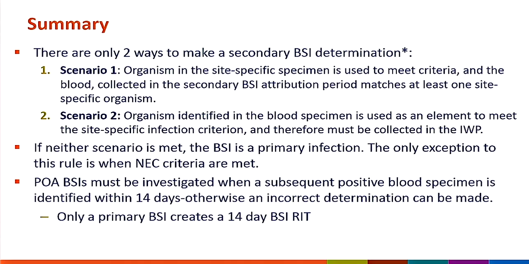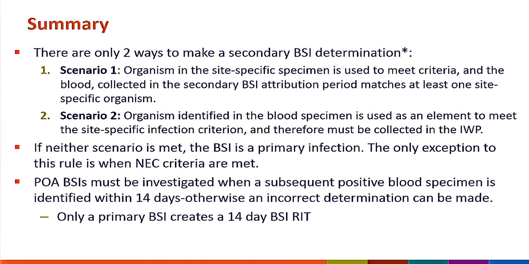So in summary, before we do just a couple more case studies that were put together for some small group work, there are only two ways to make a secondary BSI determination. Scenario 1, as we said, where there is a site-specific specimen that's used to meet the criteria, and then we have a blood specimen that has at least one matching organism and is collected during the secondary BSI attribution period.